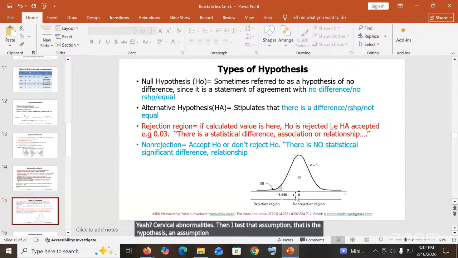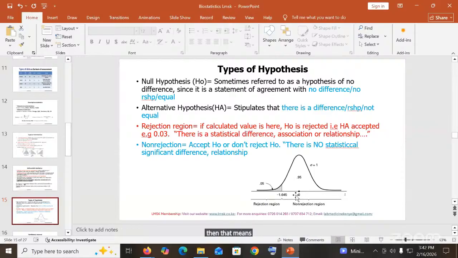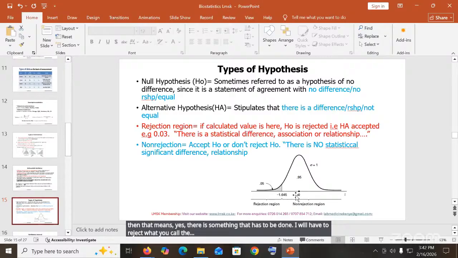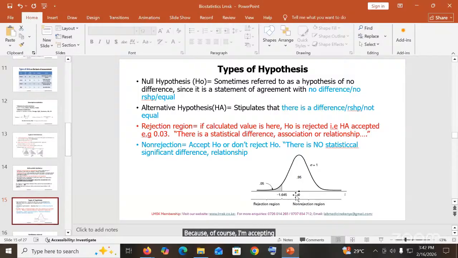Now, when I test, I found that my p-value is above 0.05. Then that means, yes, there is something that has to be done. I will have to reject what you call the alternative hypothesis, and I will accept what you call the null hypothesis. Of course, I'm accepting the null hypothesis because my p-value is greater than 0.05.